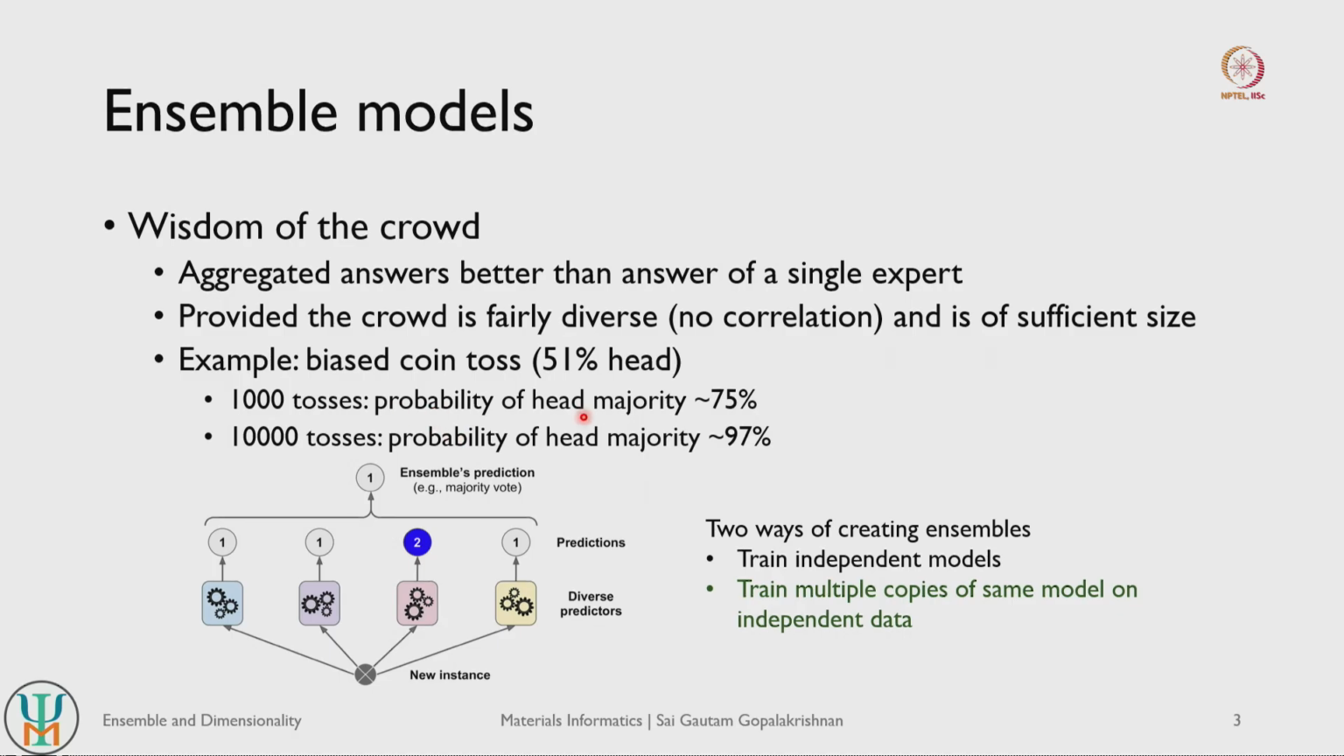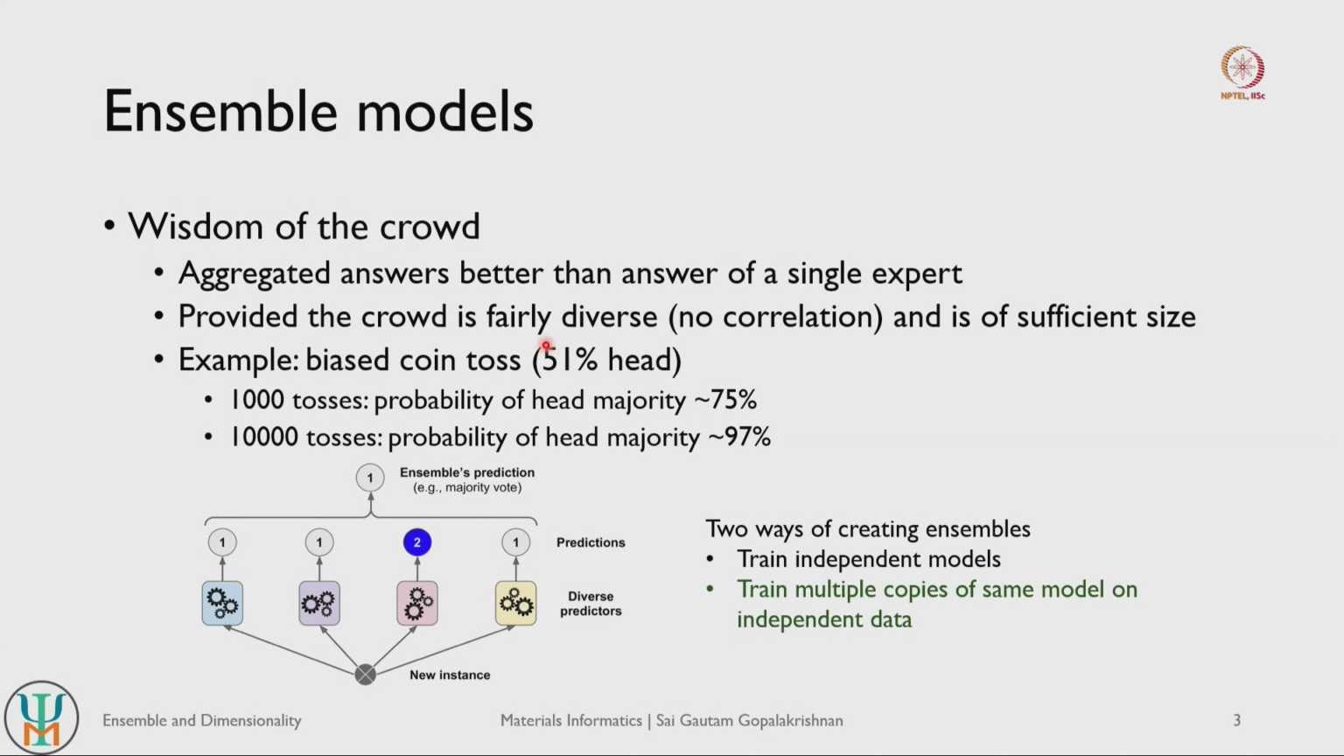So if you actually end up doing the math, the probability of getting a majority of heads is about 75% if you do 1000 tosses. Now if you were to increase that number to 10,000 tosses, so you take the same coin, do 10,000 tosses, then the probability of getting a majority of heads is actually 97%. So in other words, as you increase the number of tosses to a higher and higher number, you actually start approaching this 51% probability more and more, which implies that the probability of head being in the majority compared to tails will start approaching 100%.